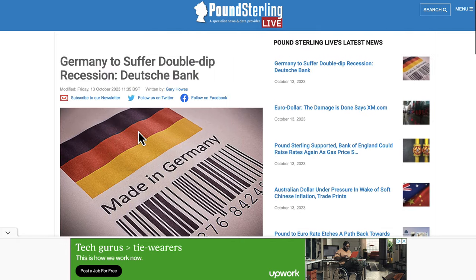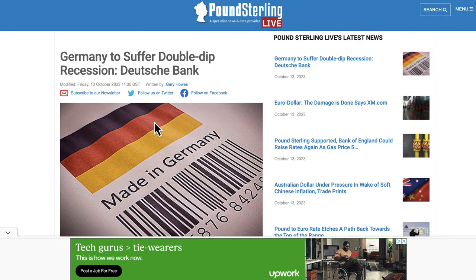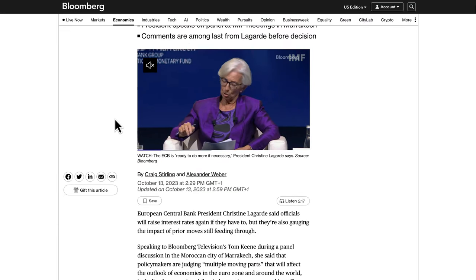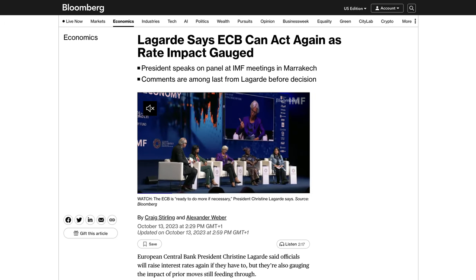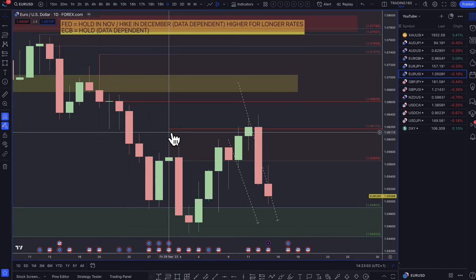Why is that important? Because Germany is Europe's economic engine, basically the biggest economy in Europe, and if Germany goes into a recession, then it kind of drags everybody else down, the Eurozone economy down. It's all good, Christine Lagarde being quite hawkish, but at the same time, it's very difficult for them to hike or continue to hike in a recession. And if Germany are seen as going into a recession, then they could make that recession worse.